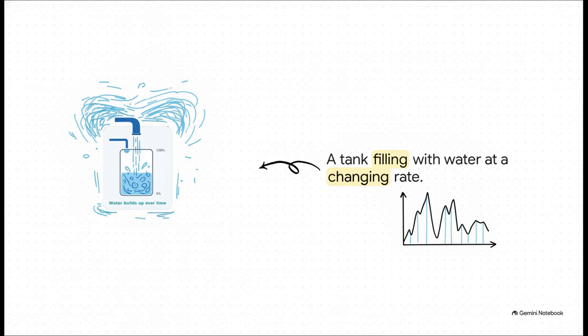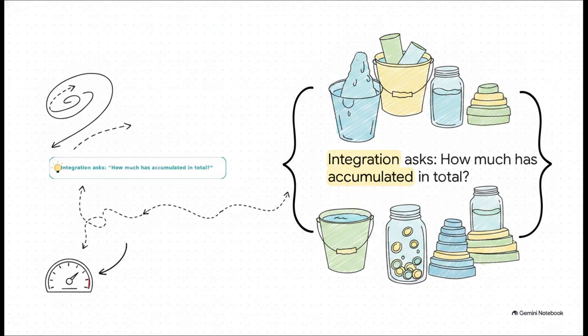Now, these two questions, the car's total distance on the highway and the tank's water volume, they might look totally different on the surface. One's mechanical motion, the other's fluid volume. But mathematically, there's no difference. They are the exact same puzzle, built entirely on calculating accumulation from a continuously changing rate. That brings us to the ultimate question integration is always trying to answer. How much has accumulated in total?